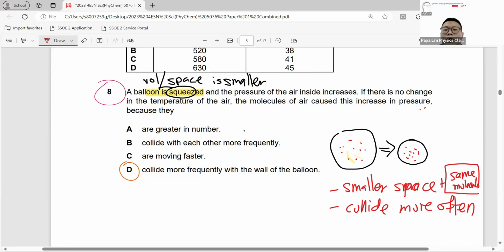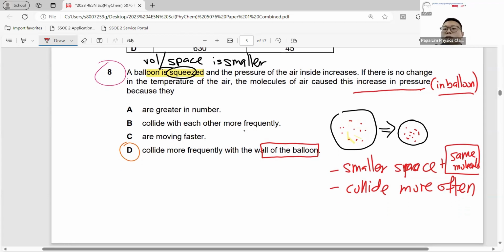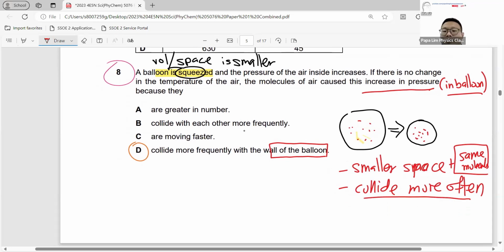I want the increase in pressure, in the balloon. So the collision I'm looking at is where? The collision is between the particles and the balloon itself. The collision with the balloon is what causes the pressure on the balloon. When the particles collide more often, yes, I have collisions between the particles, and I also have collisions between particles and wall.